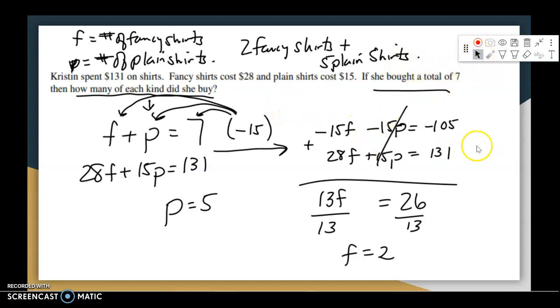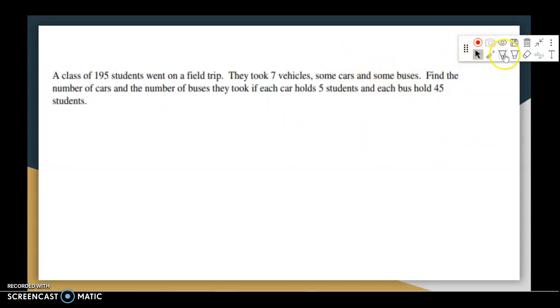All right, let's try another one. Okay, now we have a class of 195 students that went on a field trip. They took 7 vehicles, some cars, some buses. Find the number of cars and the number of buses they took if each car holds 5 students and each bus holds 45 students. All right, so the first thing we want to do is figure out some variables.